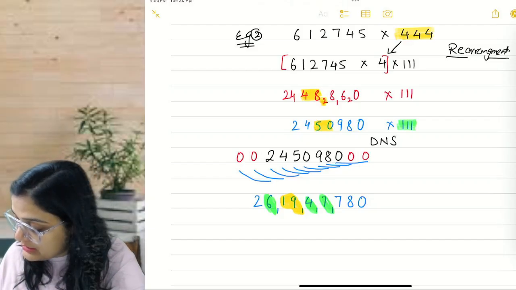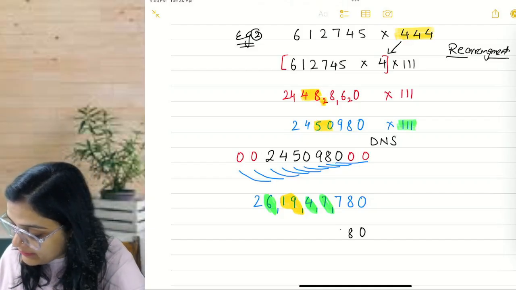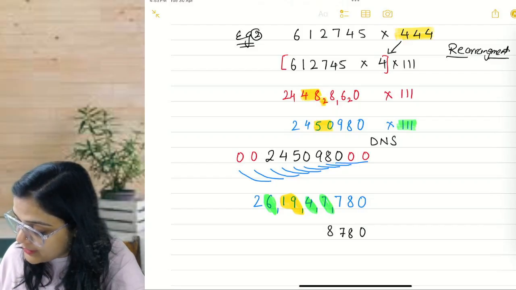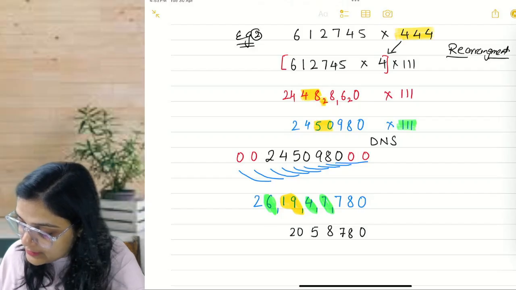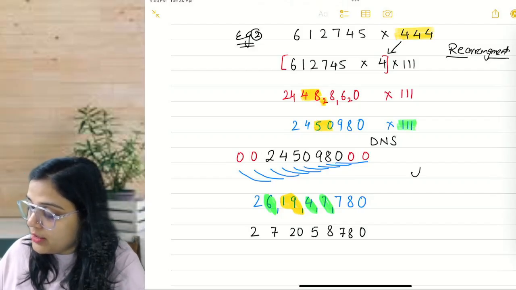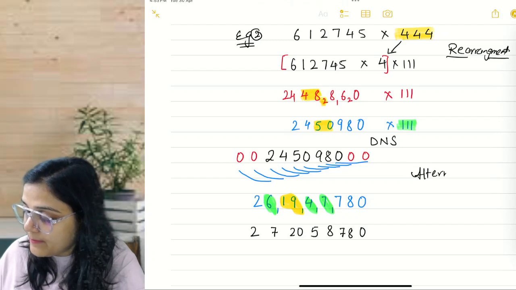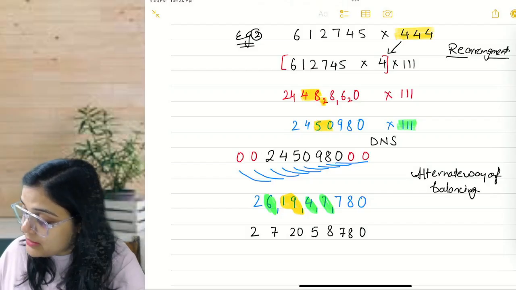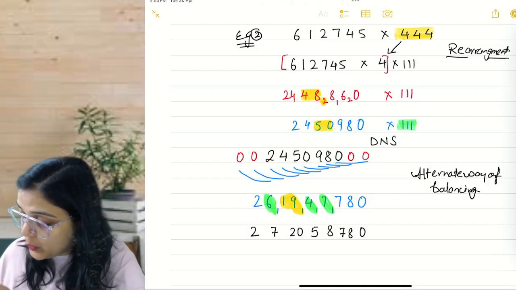So these 0, 8, 7 will come down as it is. 7 plus 1 will become 8, 4 plus 1 will become 5, 19 plus 1 will become 20, 6 plus 1 is 7, and this is 2. Now, alternate way of balancing. Alternate way means the proper way, complete way.